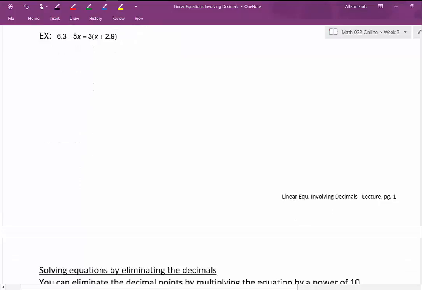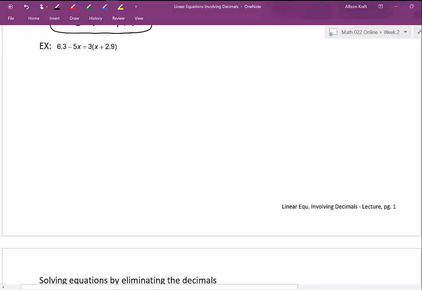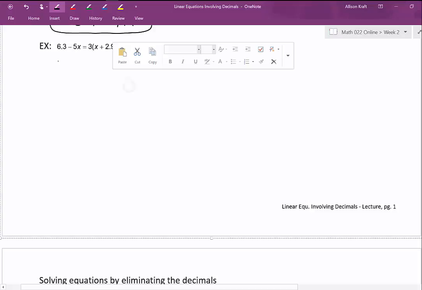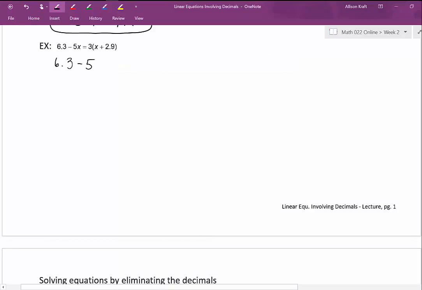In this example, we do have parentheses in our equation that we need to eliminate. The first thing that I'll do is distribute the 3 to the right side. Three times x gives me 3x. 3 times a positive 2.9 gives me a positive 8.7. We don't have any like terms to combine on either side of our equal sign. We have both variable terms and constant terms on both sides of our equation. I'm going to choose to move the variable term with the smaller coefficient, which is the negative 5x. I'm going to add 5x to both sides.